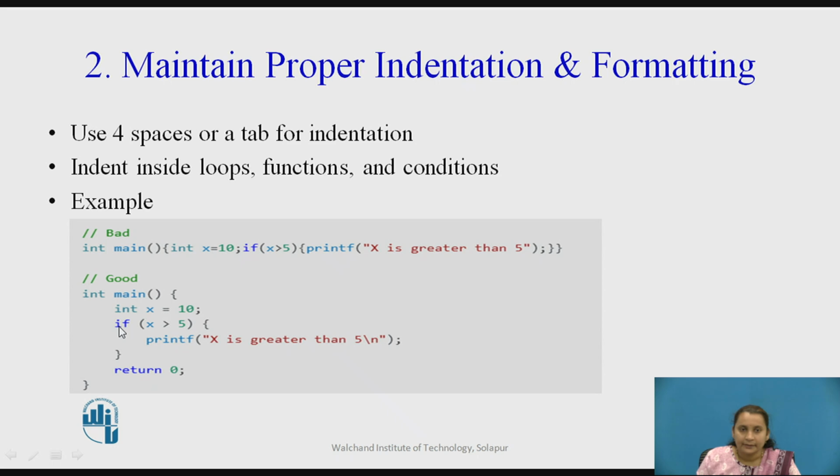Next, in the second line you can see if x is greater than 5. In that block there is one printf statement, and there one more tab is taken. So we easily understand that this printf belongs to this if block, and all these lines of code belong to this main function. So this code becomes more readable, and when any error occurs, we can easily track the error in the code.